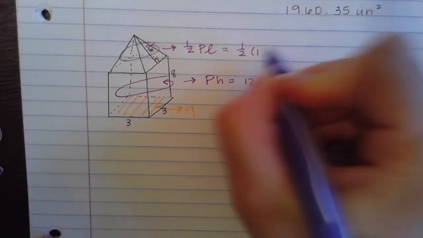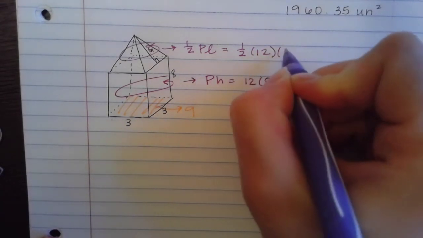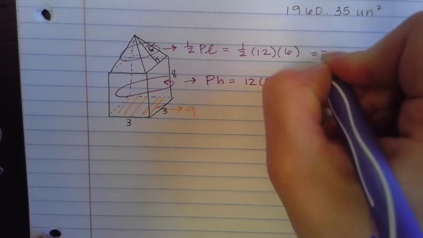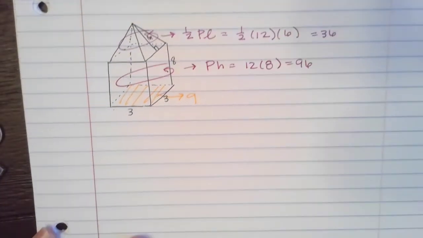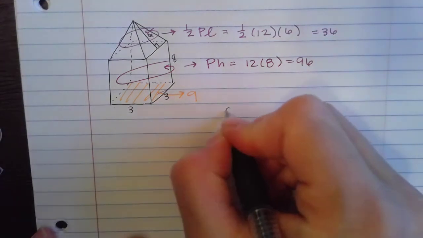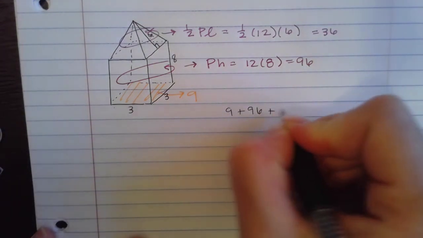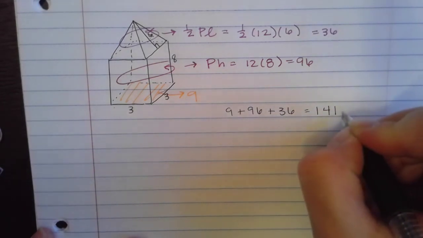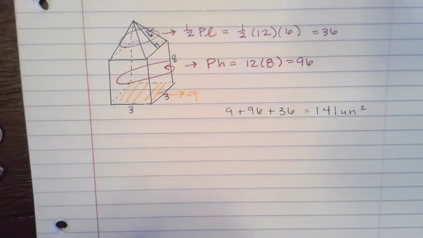because that's going to exclude that base, which is what I want. The perimeter we just found, it's 12. The slant height is 6. Figure that all out, and that is 36. So I piece that all together. 9 plus 96 plus 36 is 141. And I forgot units, so units squared.